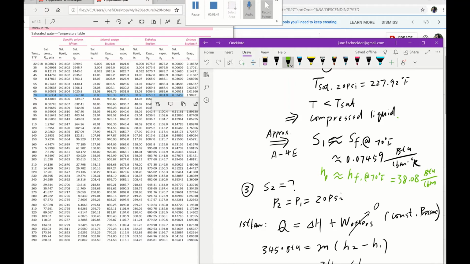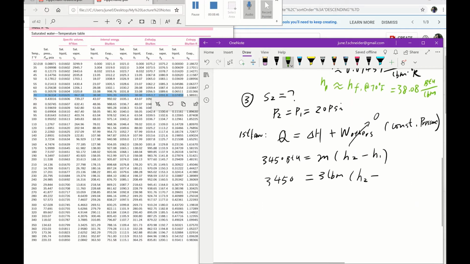And that comes really helpful now, right? So we know this is 38.08. That's our H1. Also, we use this first law, energy conservation. We can solve H2. That will be our second property. So when you solve this, our H2 comes out to be around 1188.1 BTU per pound mass.